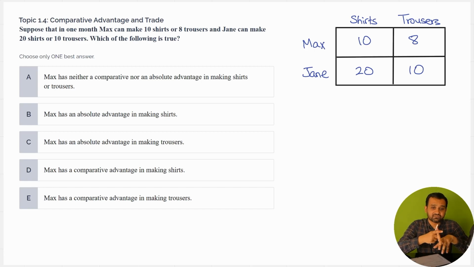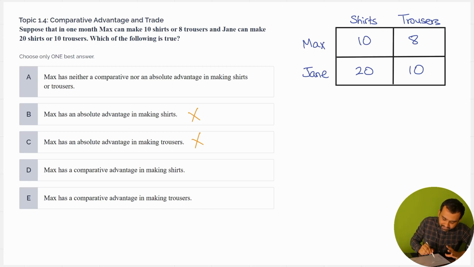So let's do absolute advantage first. Since Jane can produce more shirts than Max in 1 month, she has absolute advantage in shirts. She also produces more trousers than Max. 10 is better than 8. So Jane has absolute advantage in the production of both shirts and trousers. That helps us eliminate a bunch of options. So for instance, you can get rid of B, C, and that's about it, because the rest are about comparative advantage.